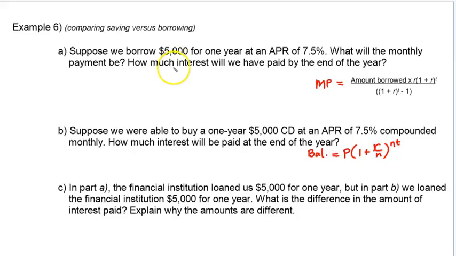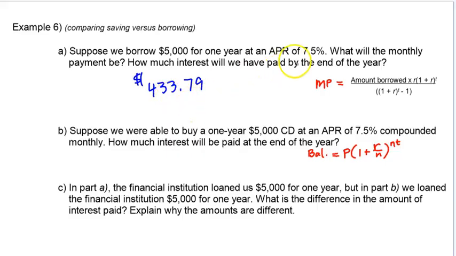Okay, here we are again. How much interest will we have paid? So we have to know what the monthly payment is. So pull out your monthly payment formula and let's see what we get. Okay, so for letter A, hopefully you were able to come up with a monthly payment of $433.79.